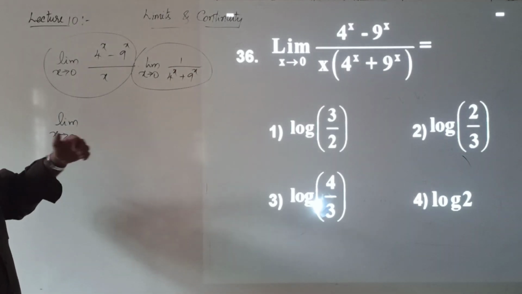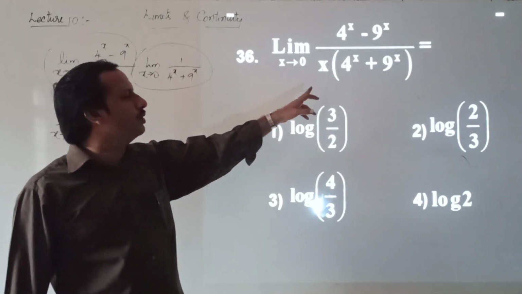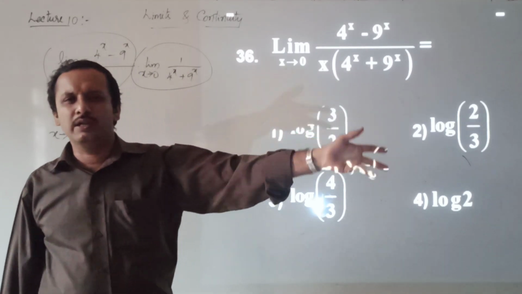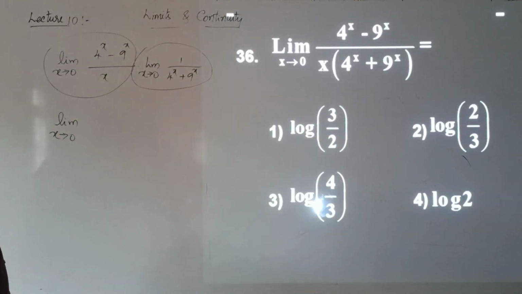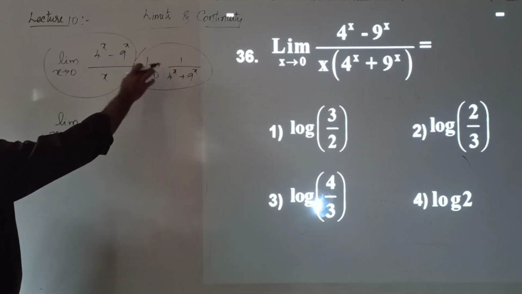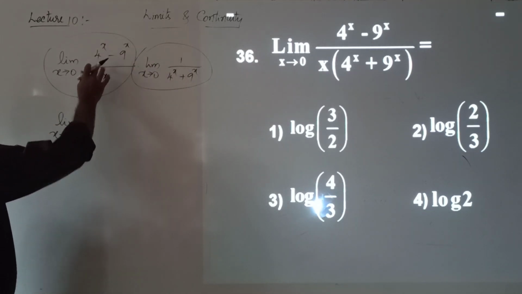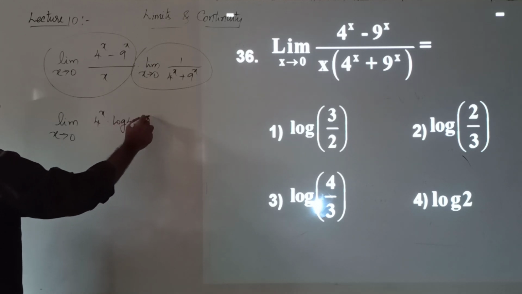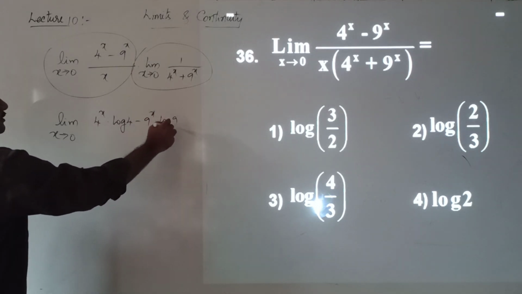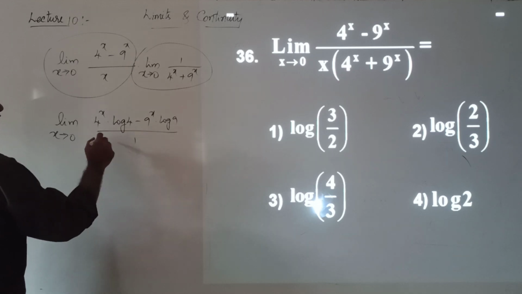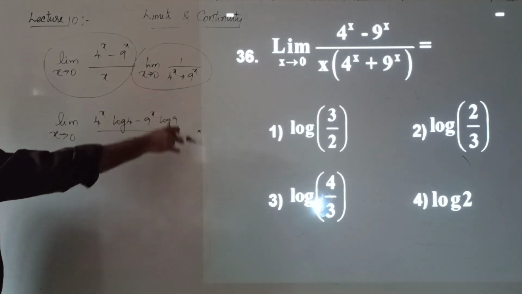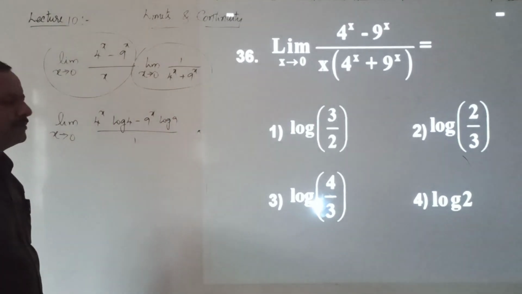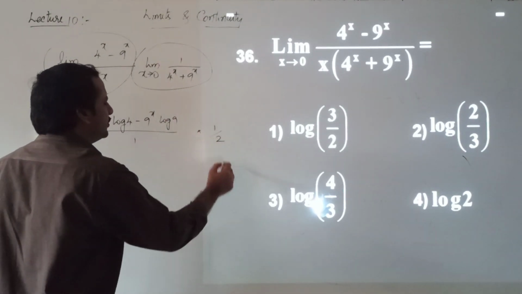Otherwise, if I directly go for L'Hospital's rule, differentiating this will take more time, taking product rule and all. So this is what I do. Now look at this, 0 by 0, here I use L'Hospital's rule. 4 power x into log 4 minus 9 power x into log 9 divided by derivative of x, which is 1. Here if I directly apply the limit also we will get the answer. 4 power 0 plus 9 power 0, 1 plus 1 is 2, so the answer is 1 by 2.